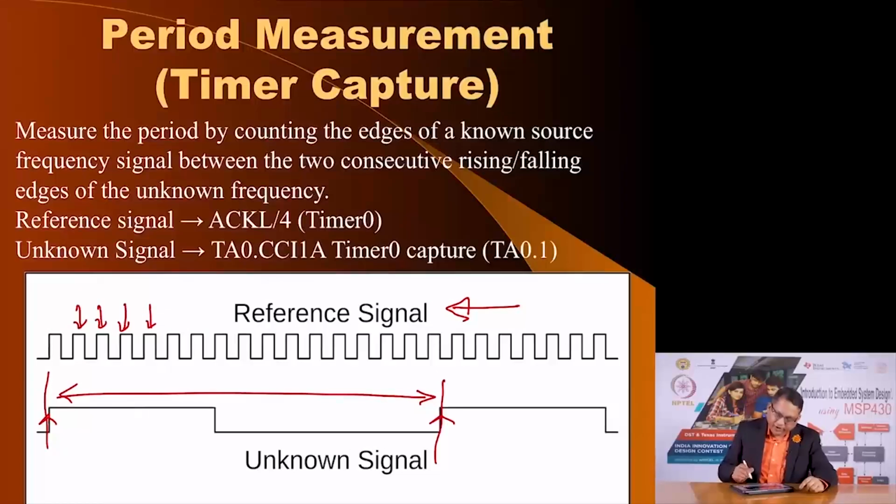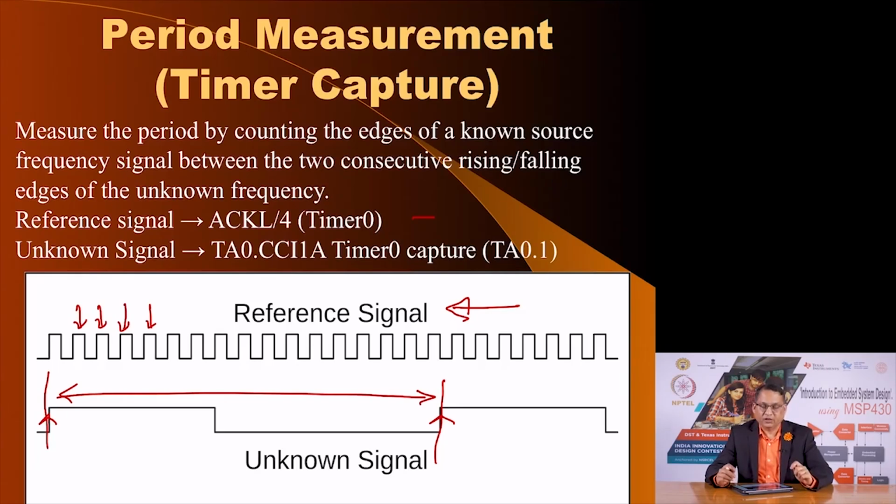For that, we are going to use timer 0. In timer 0, the timer itself will be clocked by an internal signal derived out of the ACLK. ACLK is from the low frequency crystal oscillator, because then it will be accurate, as you know, which is 32,768 hertz, and we divide it by 8, so that we are getting 4096 hertz, roughly 4 kilohertz, which is now going to be used as a reference frequency.